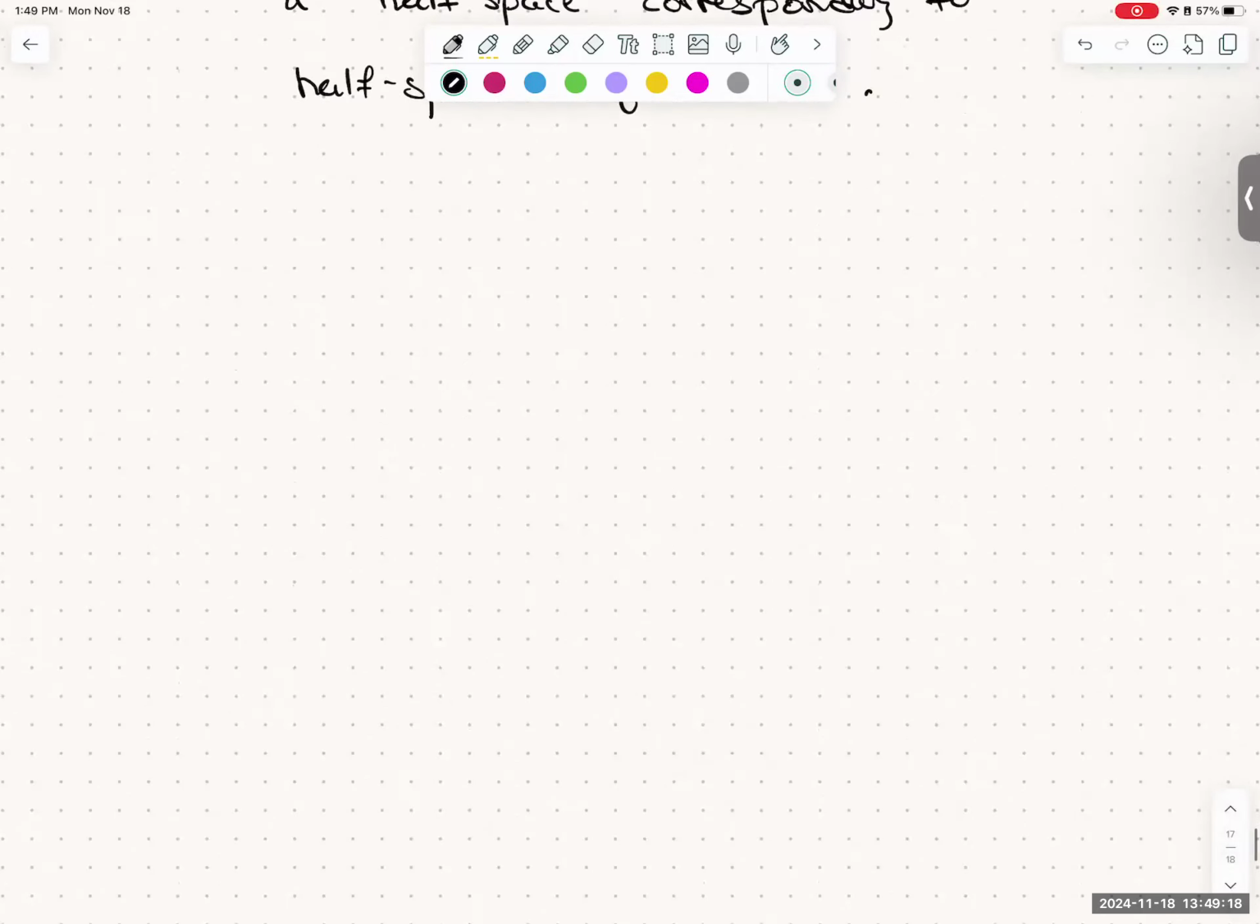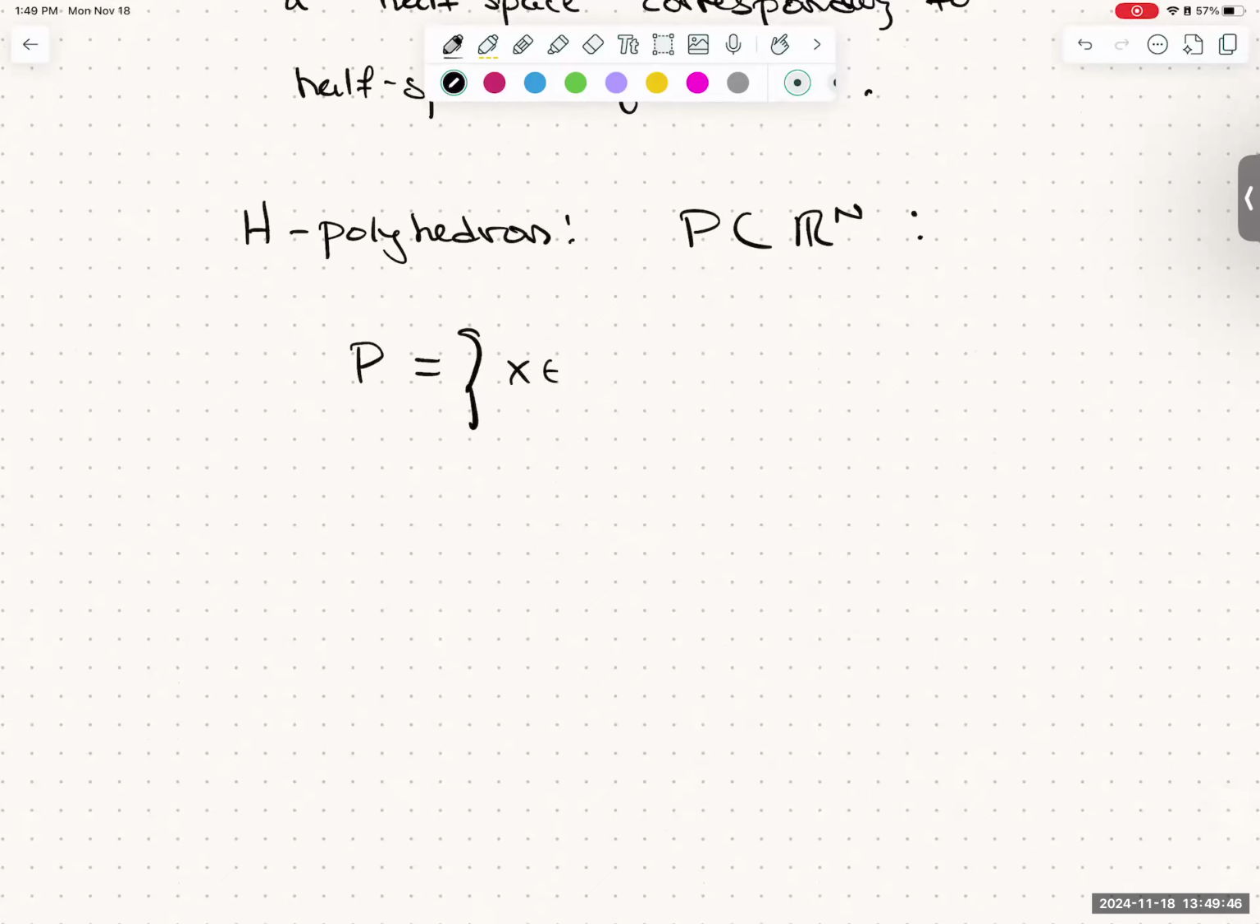Okay, so then we have that an H polyhedron. What is an H polyhedron? It's a subset of R^n given by the intersection of finitely many half spaces. So we have P is equal to all those x such that ax greater than or equal to b.